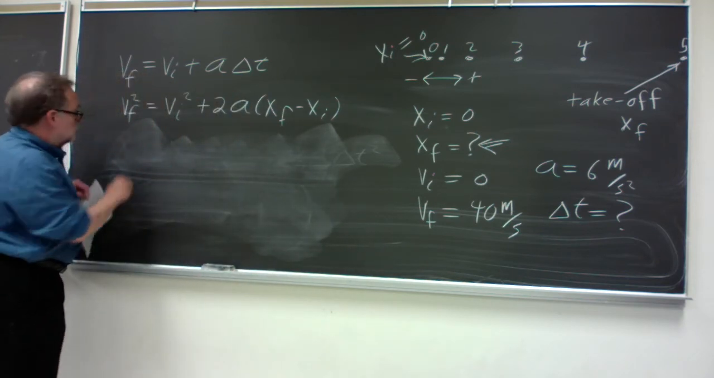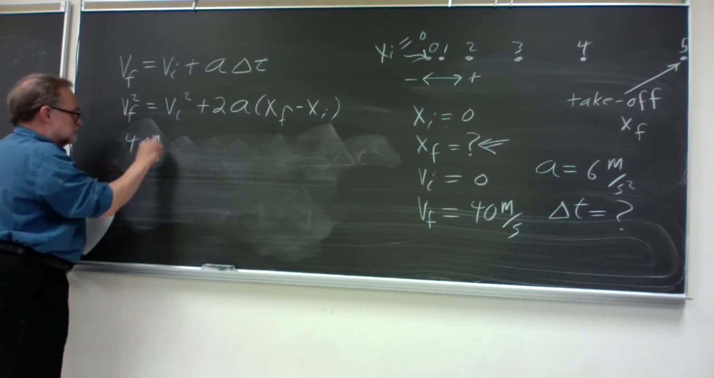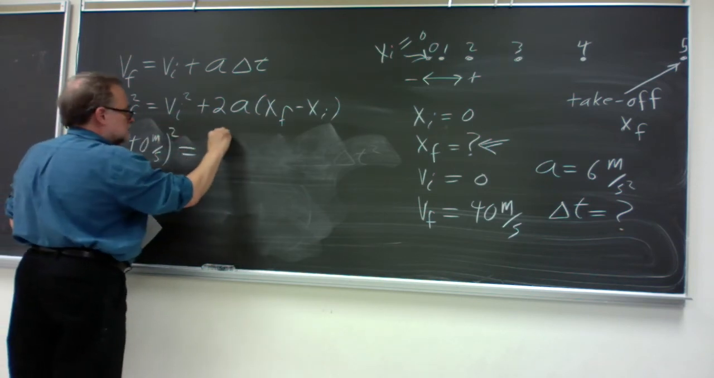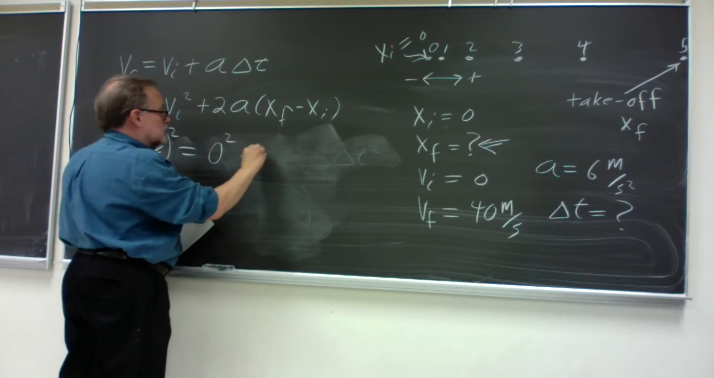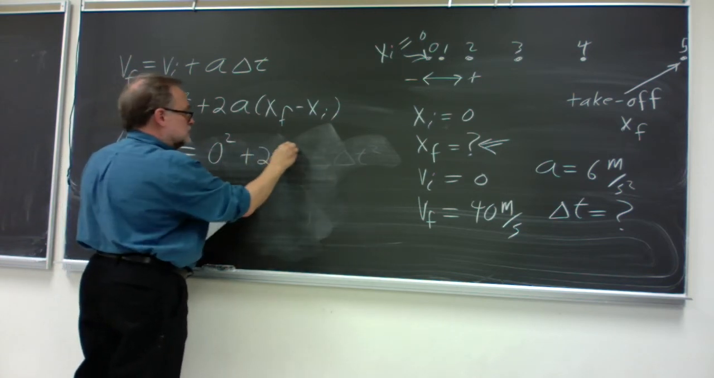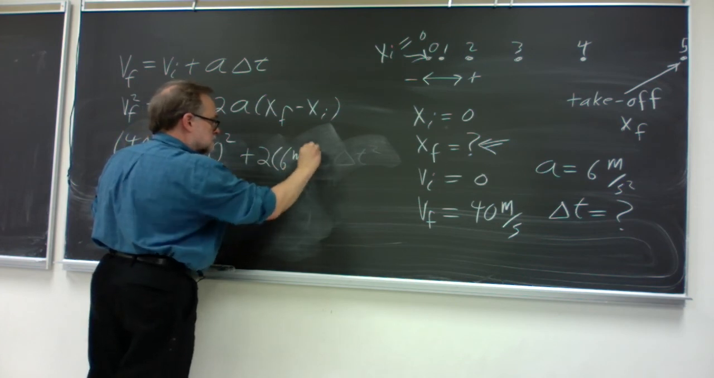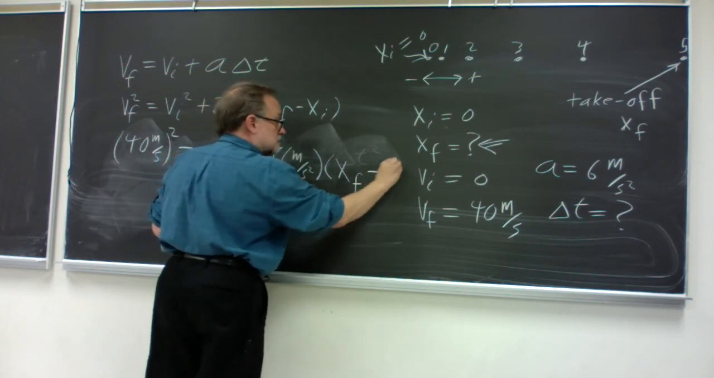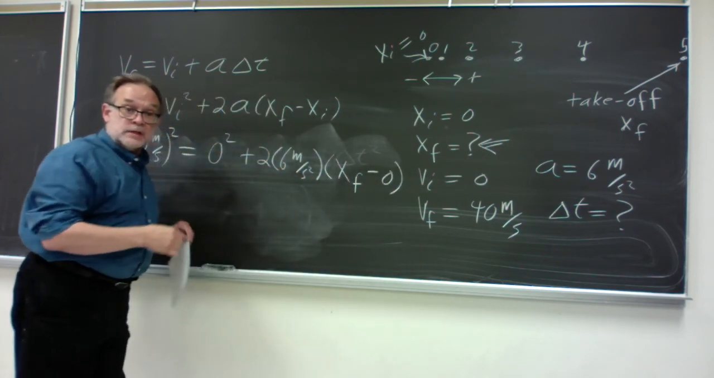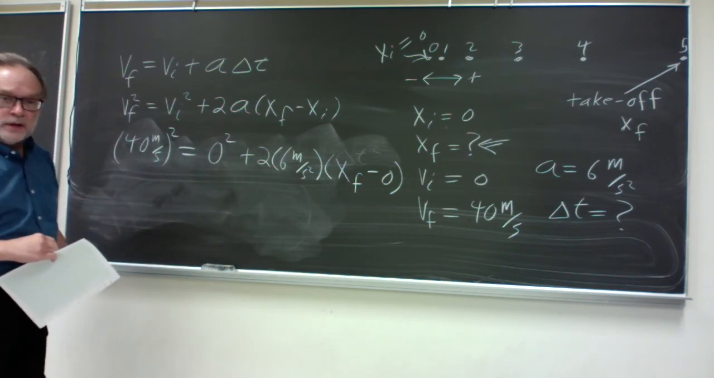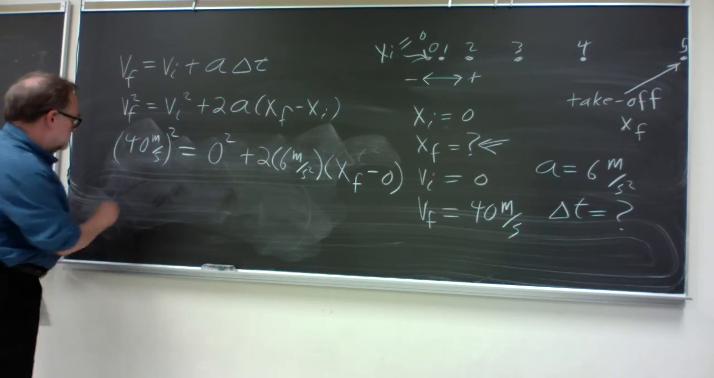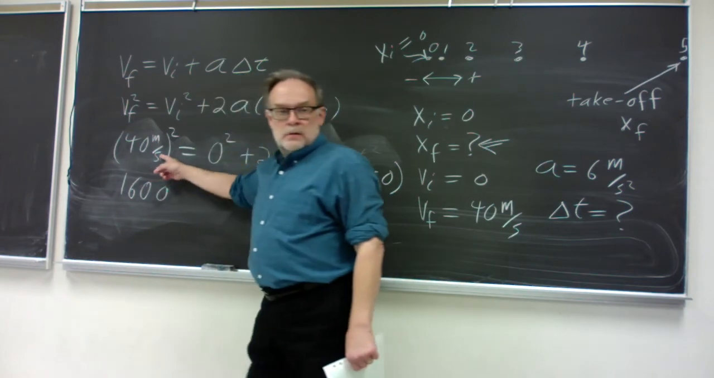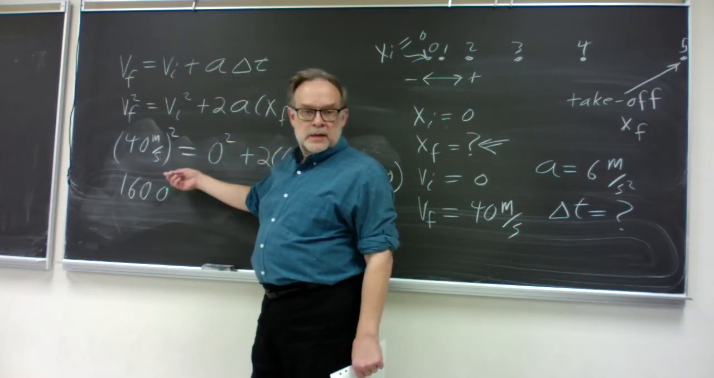So the final velocity, 40 meters per second, squared equals initial velocity of 0, squaring the initial velocity, plus 2 times the acceleration, which is 6 meters per second squared, times x final, that's what we're trying to solve for, minus x initial, which is just 0. So let's work through this a little bit. 40 times 40 is 1600. Meters per second times meters per second.